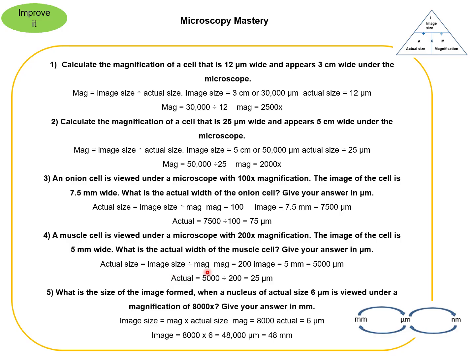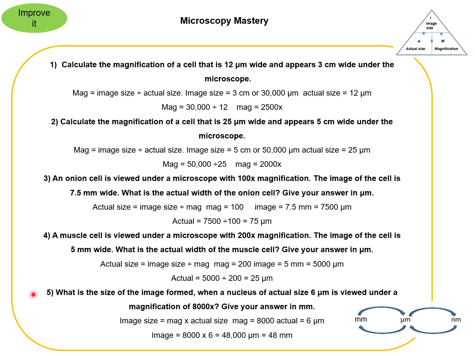We've got the magnification, that's 200. We've got the image size, which is 5 millimeters. But let's convert that to micrometers because that's the unit we're required to give the answer to. So that's a millimeter to micrometer times by 1,000. So that's 5,000, and so the calculation is 5,000 divided by 200, which is 25, and that's in micrometers.